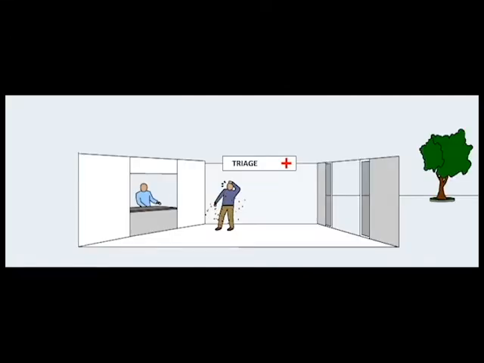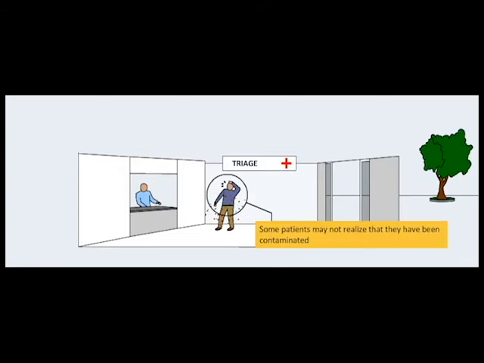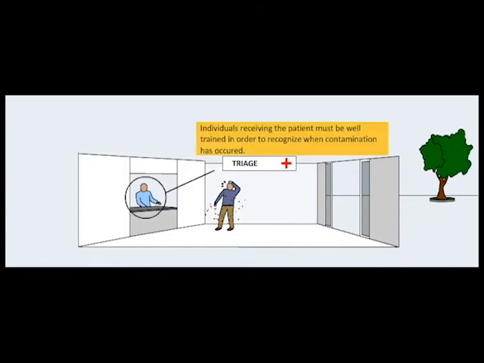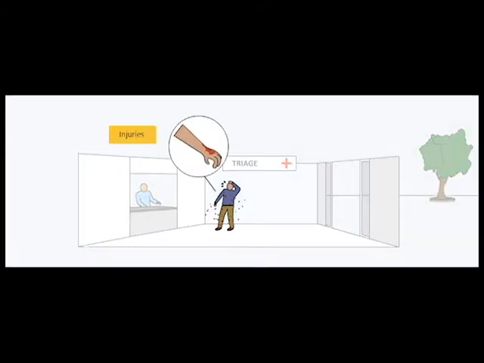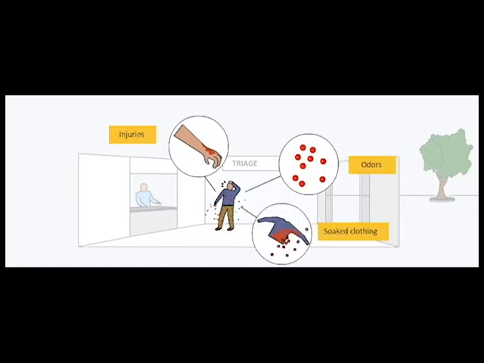The first step is recognizing the contaminated patient at triage or at other entrances of the hospital. Many contaminated individuals will report their situation at triage. Others may not recognize the connection between their symptoms and the contamination that they have experienced. The individual receiving the patient must be trained and able to recognize clues that indicate a hazardous substance may be present. These clues may be received from the patient in the form of description of injury or from their symptoms. Sensory clues such as odors or soaked clothing may also be present.